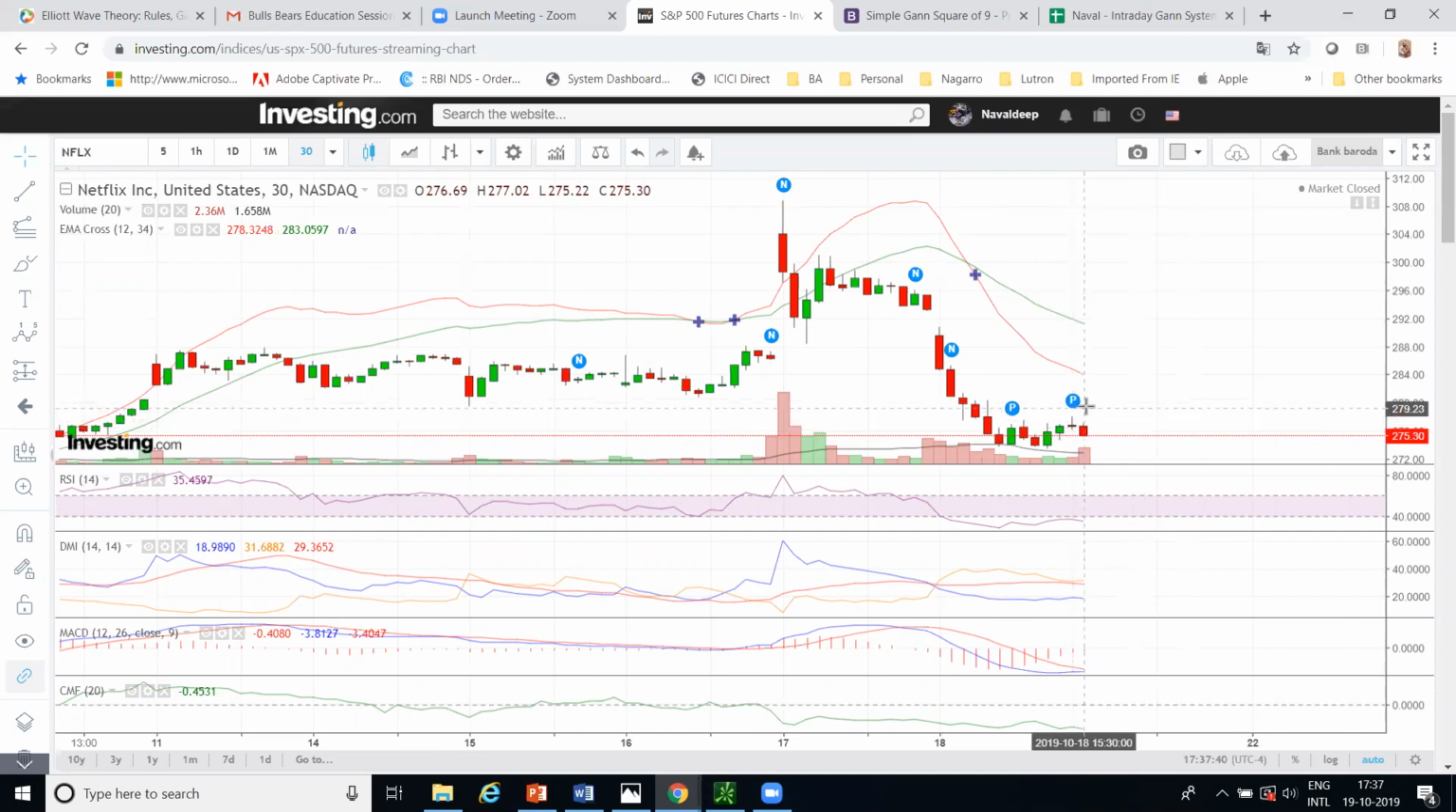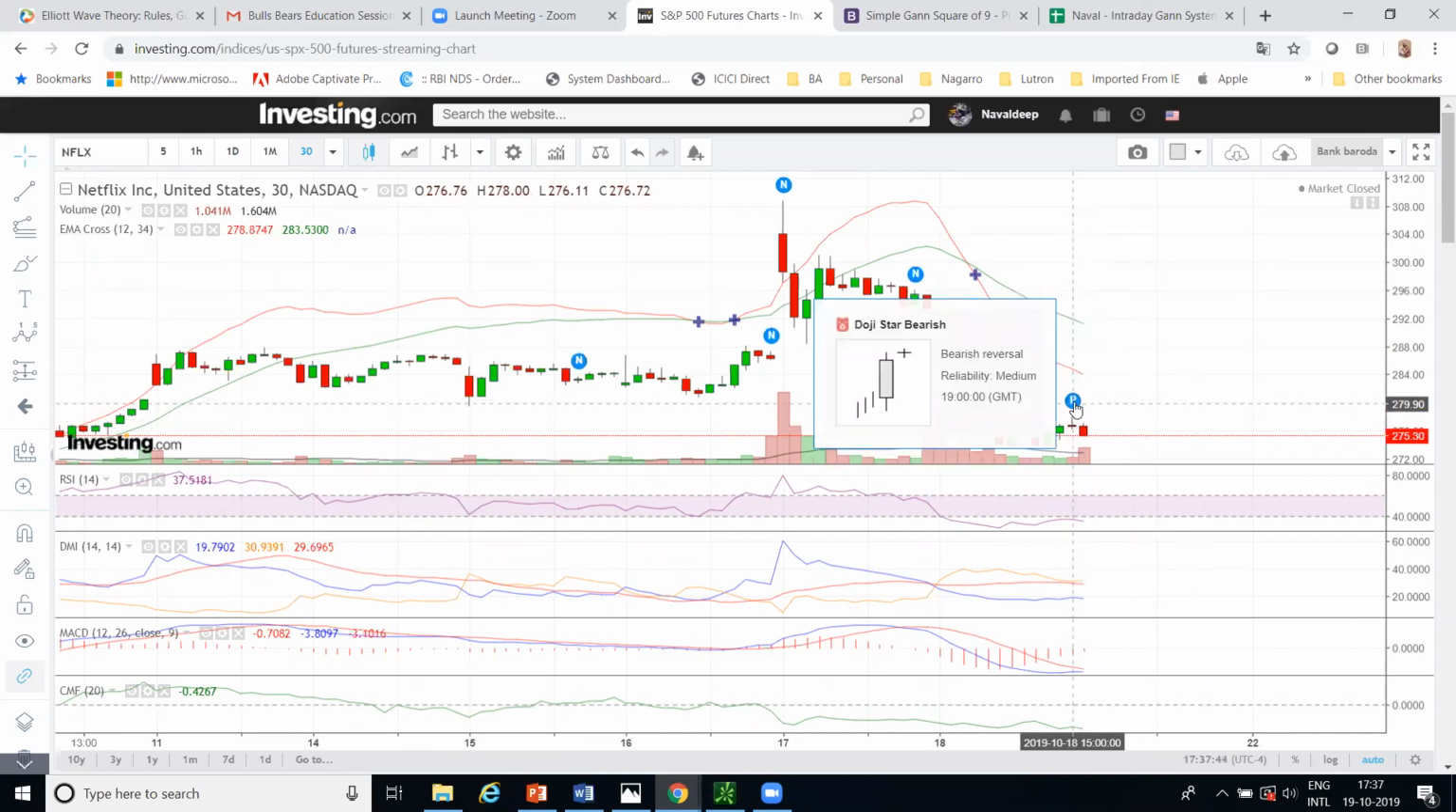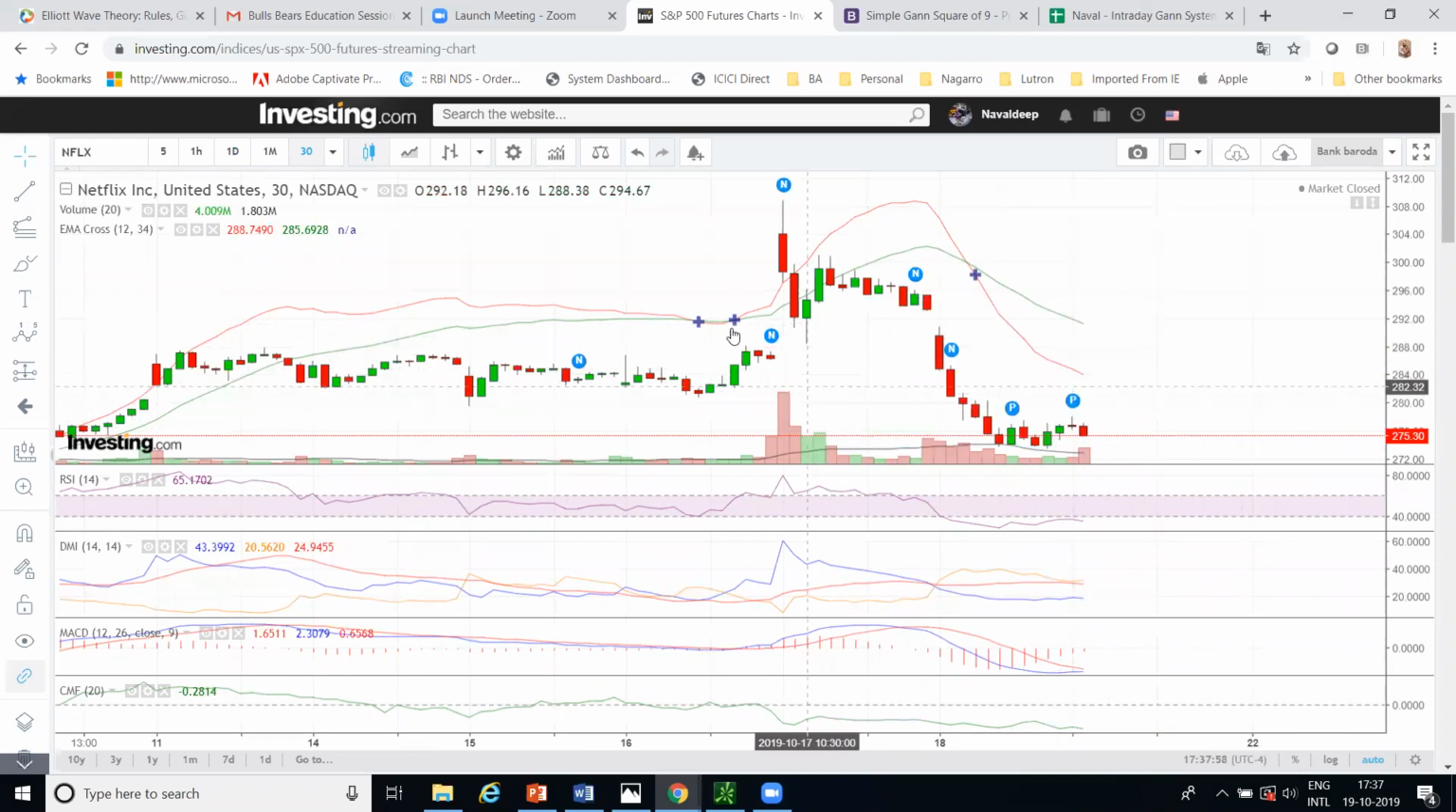And one more thing, you see the patterns here. These patterns are pretty useful and handy. If you don't understand them, just read and look up the definition. Doji star bearish: this is the pattern and this is how it's used. So just follow these four indicators and try to use them. It's very, very useful.